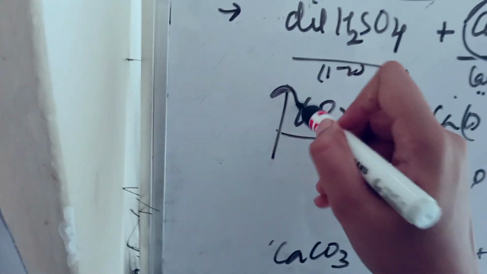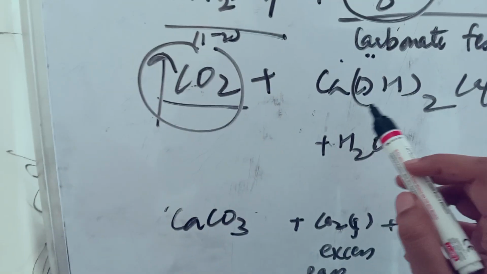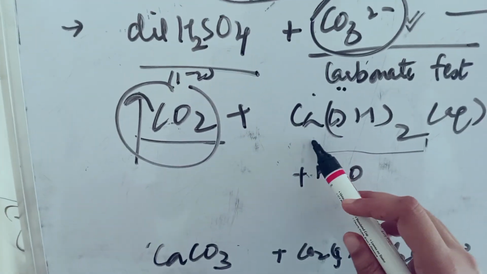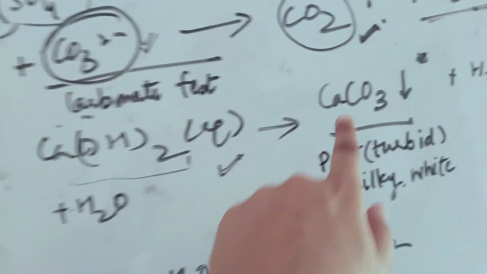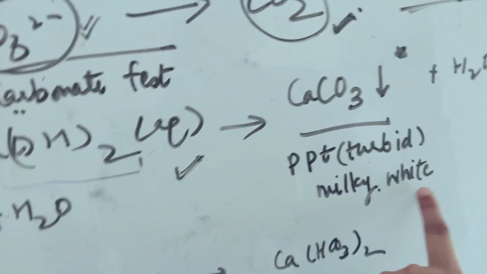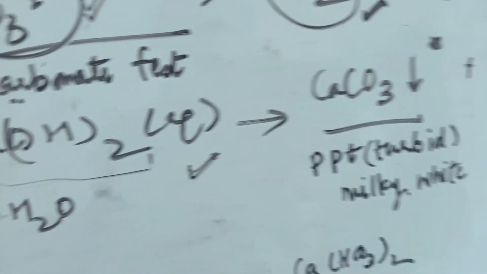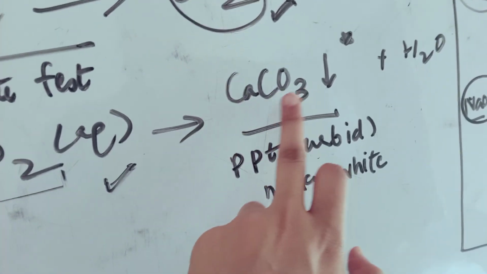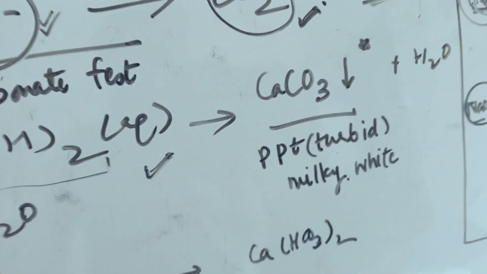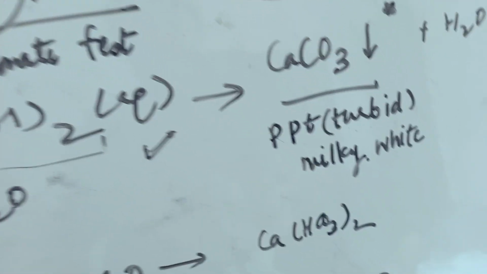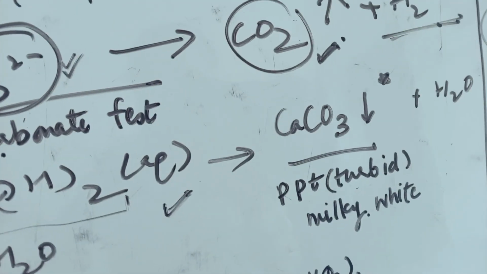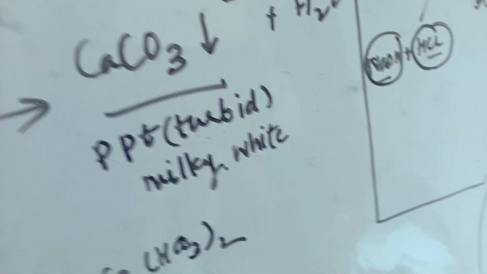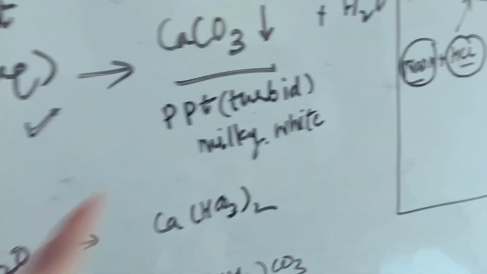So that gas which has been liberated, if we pass it through an aqueous solution of calcium hydroxide, it will give us a turbid white colored ppt. What does it indicate? It indicates that a calcium carbonate precipitate has been formed, which we usually also notice during our lime water test. It is also known as lime water, right?